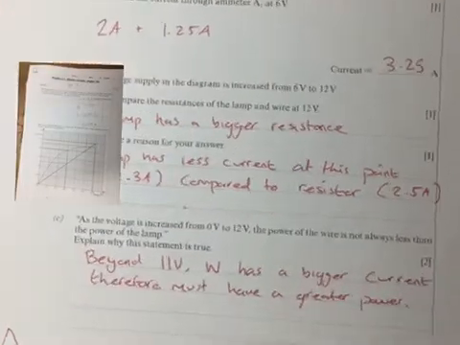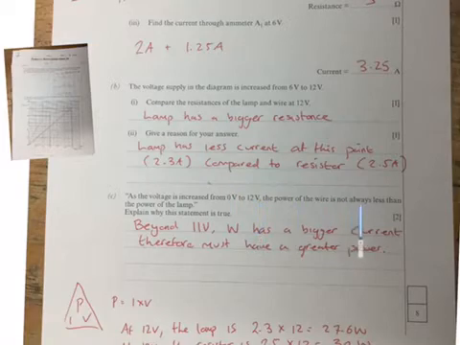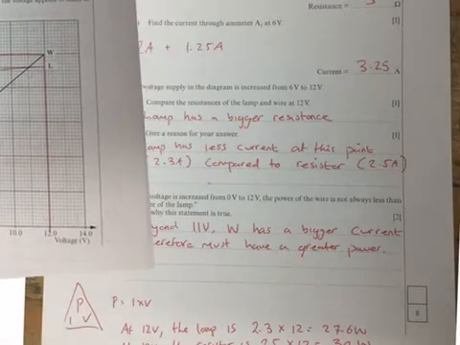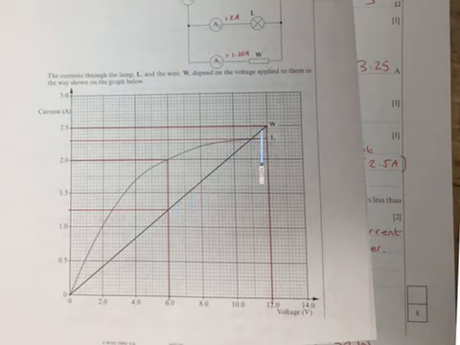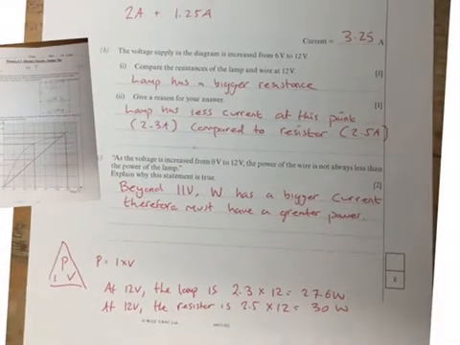And then the last question on this page, as the voltage is increased from 0 to 12 volts, the power of the wire is not always less than the power of the lamp. Explain why this statement is true. Well, like I've just said, beyond 11 volts there, the W has a bigger current. So it's not always the case that the wire will have more power, but at this point it will. And I can demonstrate that using this equation as well. Therefore, it must have more power.